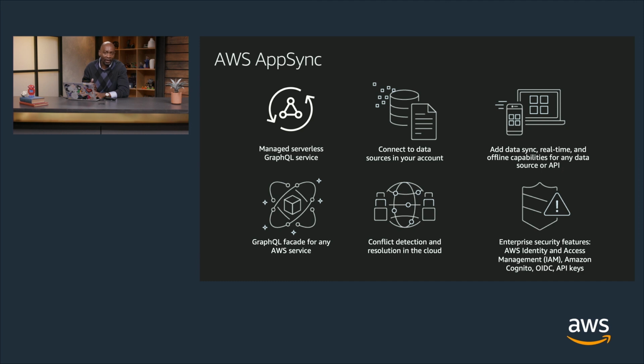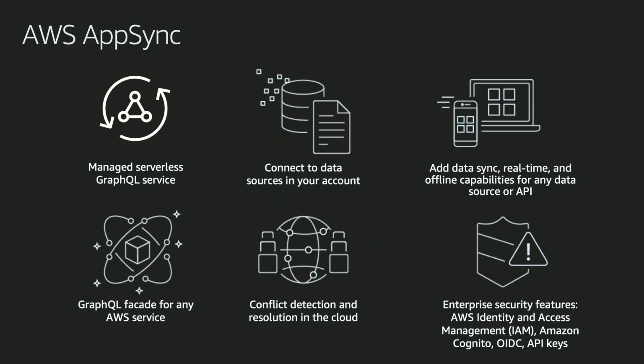You can use AppSync as a GraphQL facade for any AWS service, so it provides a lot of opportunities there. You can use it for conflict resolution, and AWS AppSync is implemented with security in mind. So it has best-in-class security and works well with IAM, Amazon Cognito, API keys, and your own OIDC providers.